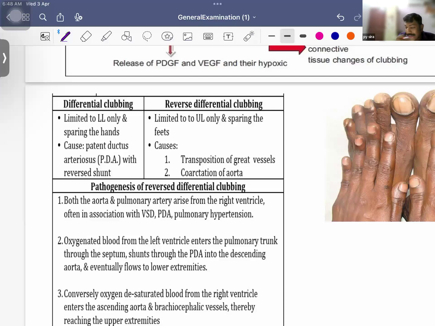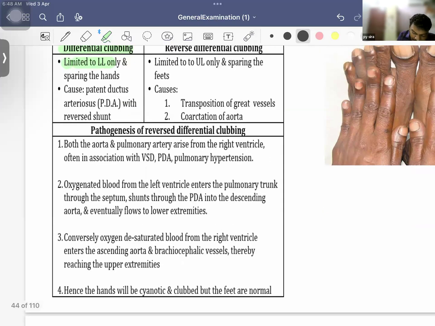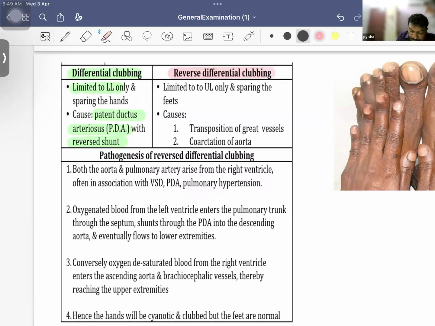Then yesterday we saw differential clubbing. In differential clubbing, the upper limb is normal and in the lower limb you get clubbing, or cyanosis. It is PDA with reversal of shunt. And reverse differential clubbing is exactly the opposite: clubbing is present in the upper limb, with sparing of the lower limb.